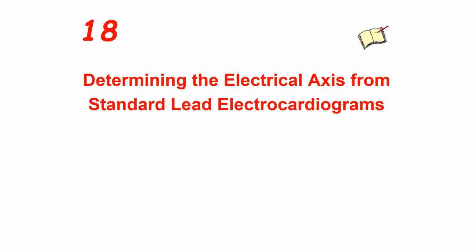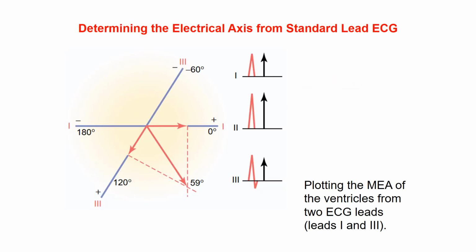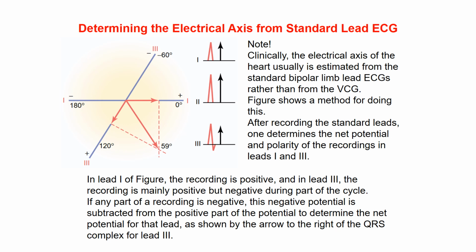Determining the electrical axis from standard lead electrocardiograms. Plotting the mean electrical axis of the ventricles from two ECG leads 1 and 3. Note: clinically, the electrical axis of the heart usually is estimated from the standard bipolar limb lead electrocardiograms rather than from the vector cardiogram. The figure shows a method for doing this.